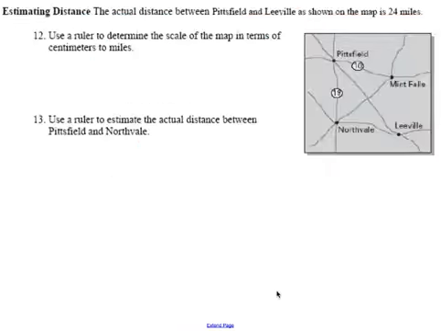This next idea here, it says the actual distance from Pittsfield to Leeville shown on the map is 24 miles. If you go through and you actually measure this, you might get something like this. It wants you to use the ruler to determine the scale. Okay, so use the ruler to determine the scale. When I measured this, I'd get 4 centimeters. And 4 centimeters is the same as 24 miles. So this is my ratio.